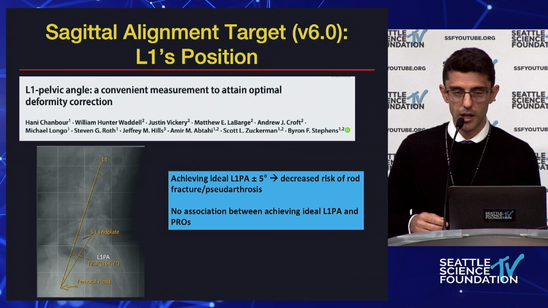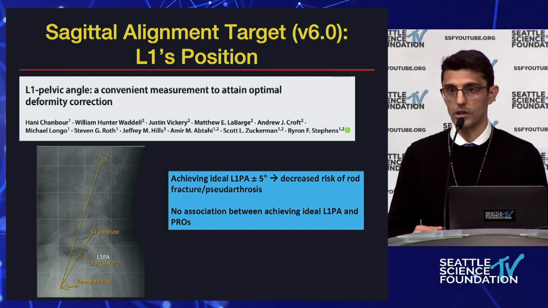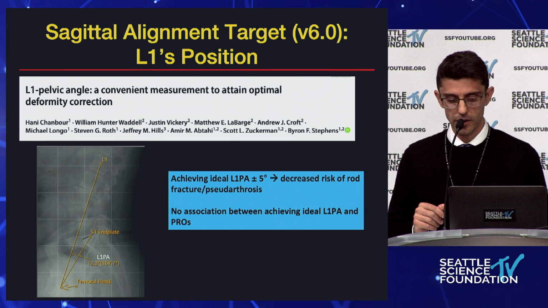Now, the last sagittal alignment target, version 6.0, is the thoracolumbar junction's relationship to the pelvis. And this L1 position, I think, is important.